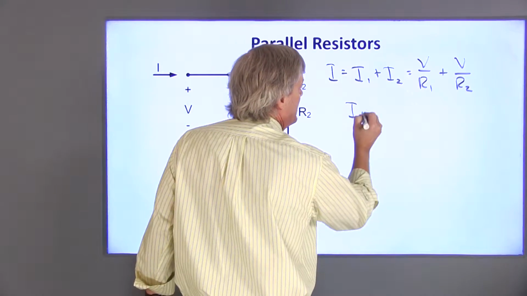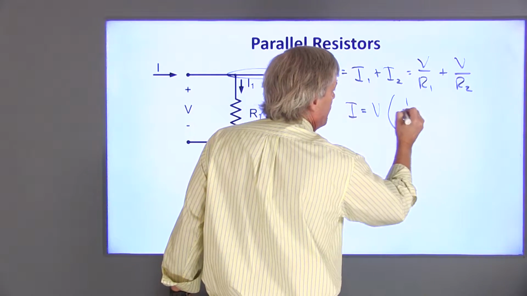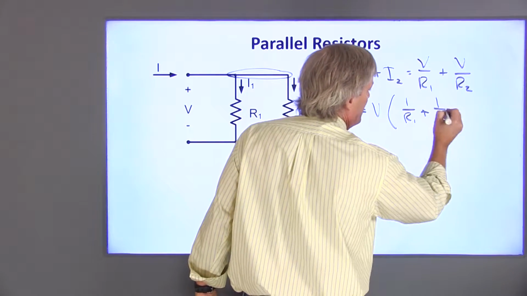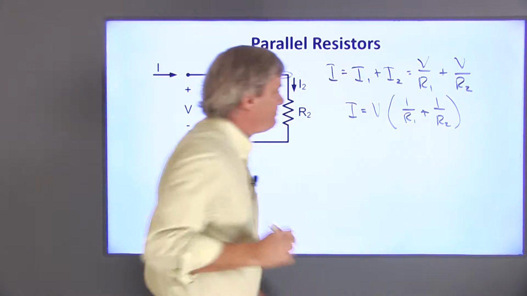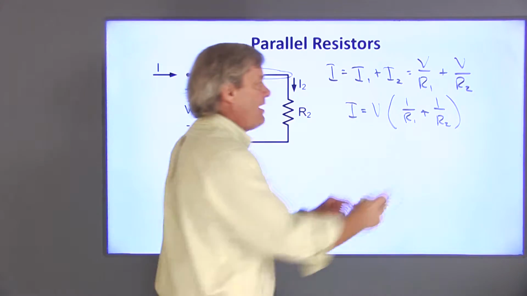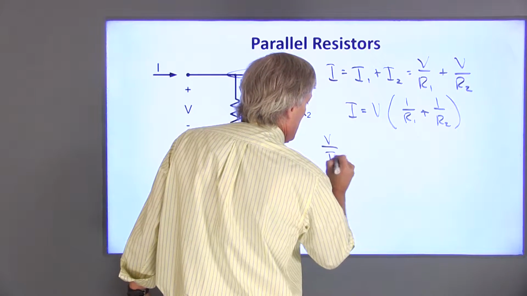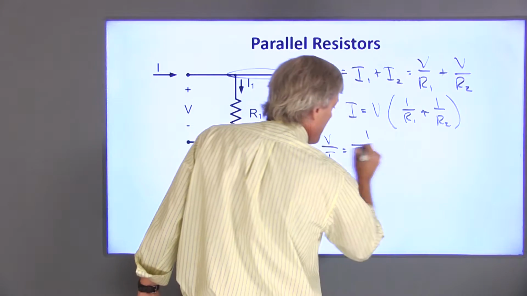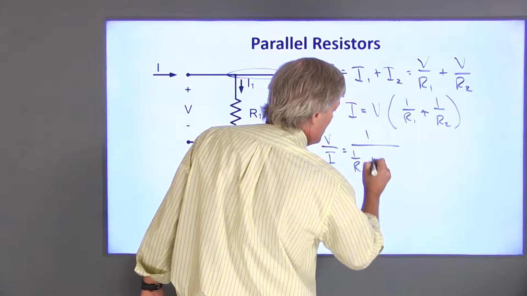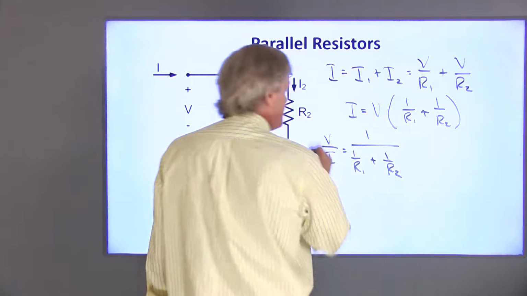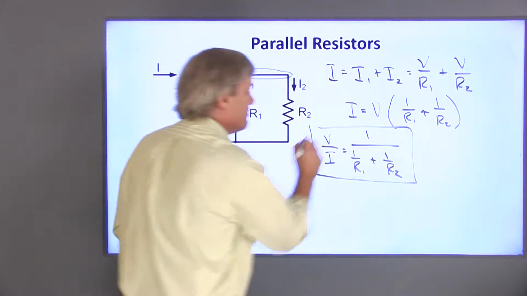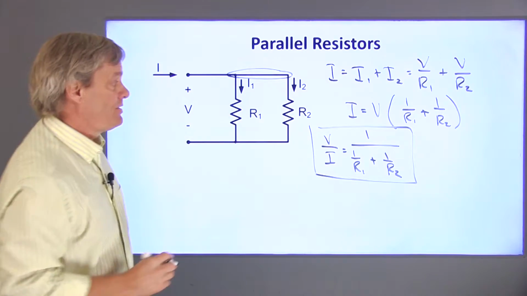So I is equal to V times 1 over R1 plus 1 over R2. If I divide both sides by I and by this term, I get V over I is equal to 1 over R1 plus 1 over R2. That's a voltage-current relationship at these terminals.